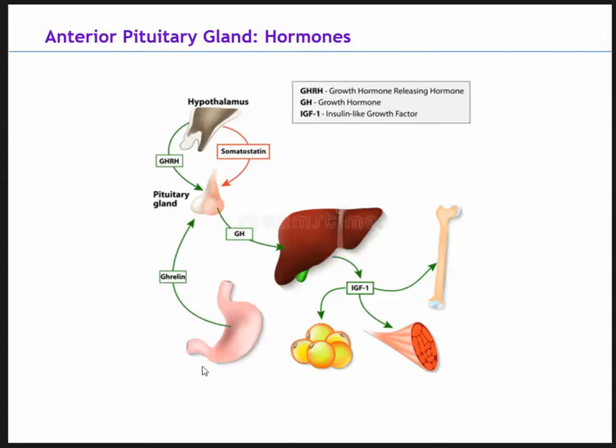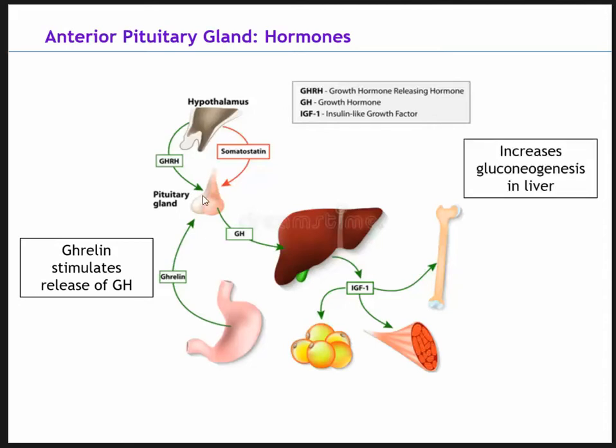Let's look over here at ghrelin. So ghrelin is a hunger hormone, and it increases when we are hungry. So it promotes eating. It kind of allows us to be hungry. So let's follow this. Ghrelin actually stimulates the release of growth hormone. So when ghrelin levels are high, growth hormone is released.